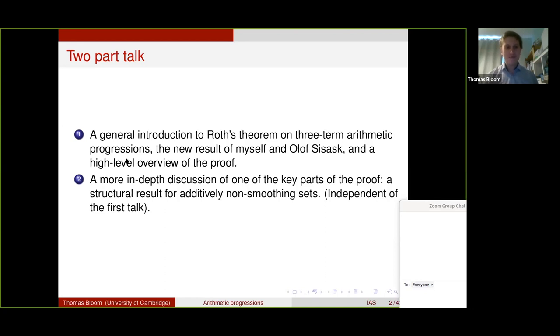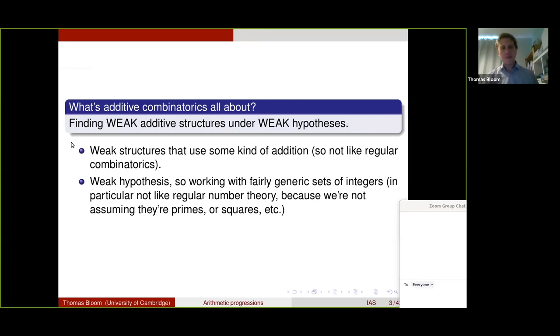Okay. So first of all, Roth's theorem is a topic in additive combinatorics. If you're completely new to the area, you might ask what additive combinatorics is about, and in particular, what makes it different from, say, number theory or more conventional combinatorics. Most of the questions in additive combinatorics revolve around finding weak additive structures under weak hypotheses. It's the additive structures that obviously make it additive combinatorics rather than regular combinatorics. But in particular, I want to stress that it's under very weak hypotheses, and that's what distinguishes it from more conventional number theory. So we're not assuming anything about our set, like it's a set of primes or a set of squares or cubes. Very, very minimal information.